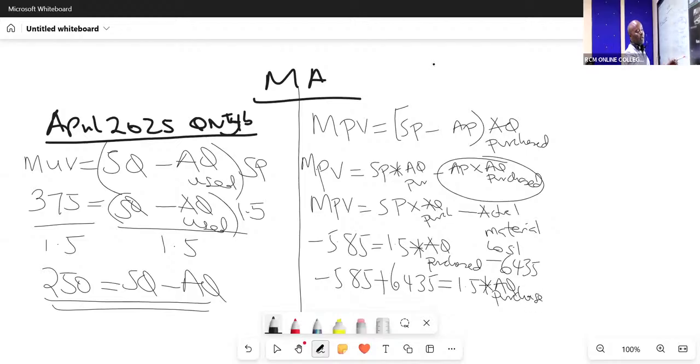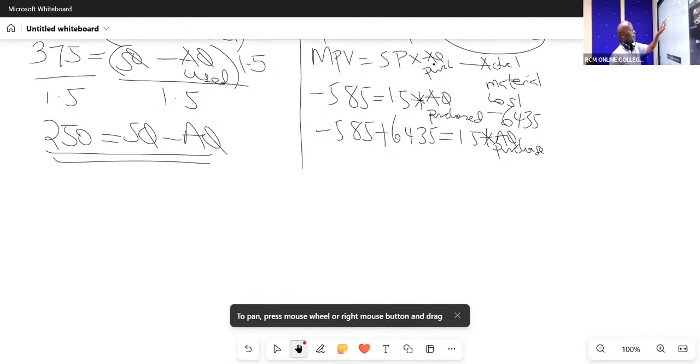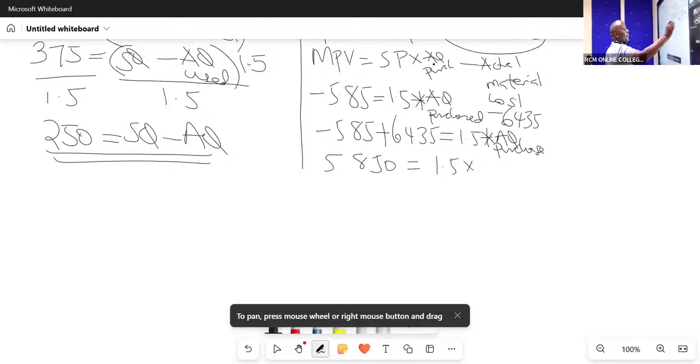So what do we have here? This 5850. 5850 equals, ladies and gentlemen, 1.5 times AQ purchased. Meaning that I divide both sides by 1.5.